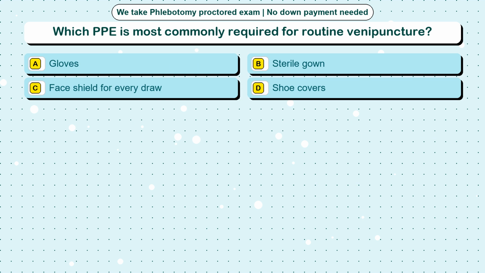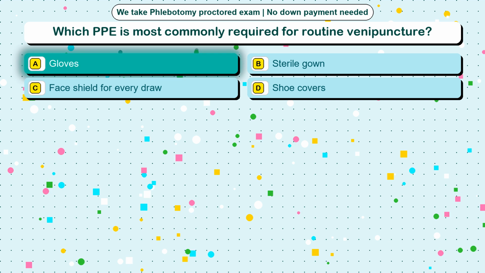Question 81. Which PPE is most commonly required for routine venipuncture? Option A. Gloves. Option B. Sterile gown. Option C. Face shield for every draw. Option D. Shoe covers. The correct answer is option A.